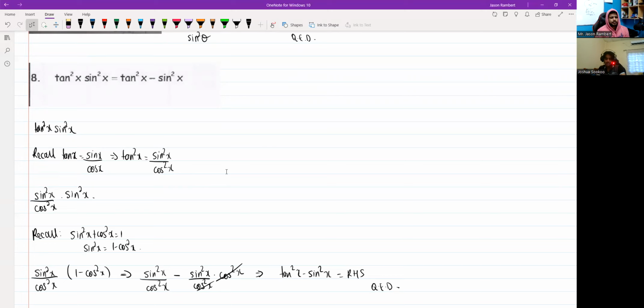Okay, so the last statement, I do this on the right hand side now. My last statement was sine squared x on cosine squared x minus 1 on 1 minus cosine squared x on 1. All right. Yeah, I just stick it because I guess I doubt myself.